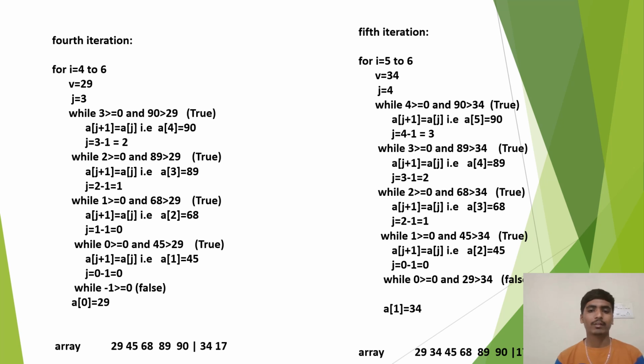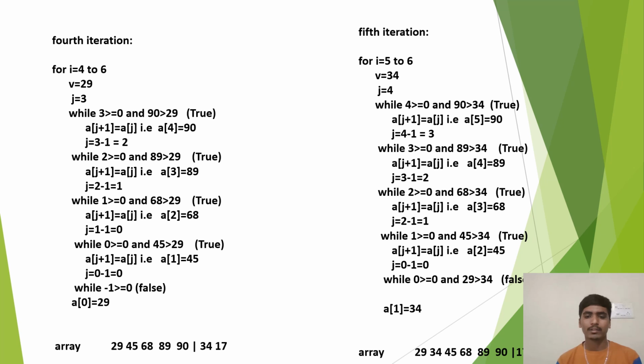Fifth iteration. For i = 5 to 6, v = 34, j = 4. While 4 >= 0 and 90 > 34, it is true. A[j+1] = A[j], that is A[5] = 90. j = 4-1 = 3. While 3 >= 0 and 89 > 34, it is true. A[j+1] = A[j], that is A[4] = 89. j = 3-1 = 2. While 2 >= 0 and 68 > 34, it is true.